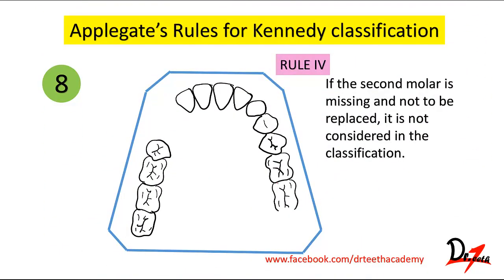Now rule 4. If the second molar is missing and not to be replaced, it is not considered in the classification. Here you can see the second molar is missing and you do not have to replace it. So don't consider this. Consider all other areas. This is just an example, it could be anywhere. So you just have to classify this area. It is class 3 obviously in this example.